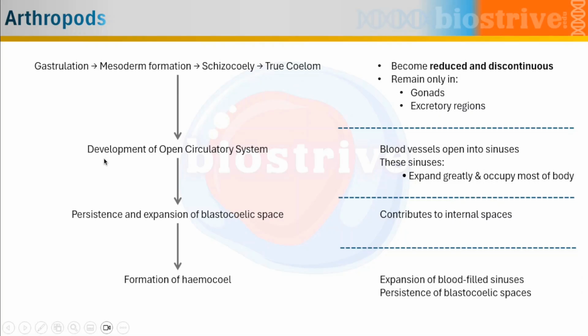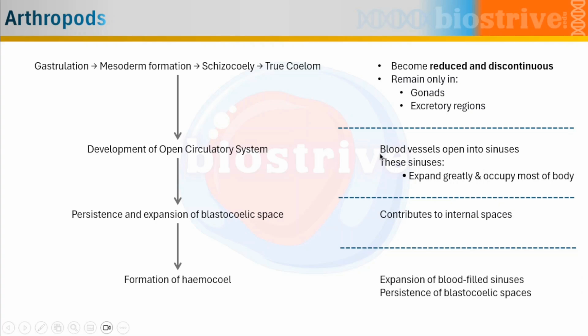There will be development of an open type of circulatory system. Blood vessels, if present, open directly into the sinuses. These sinuses will expand greatly. They occupy most of the body. What is meant by open circulatory system? The vasculature is very much reduced and organs are in direct contact with the circulatory fluid.